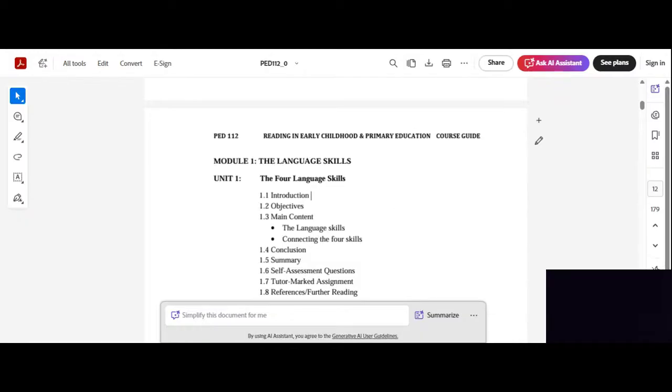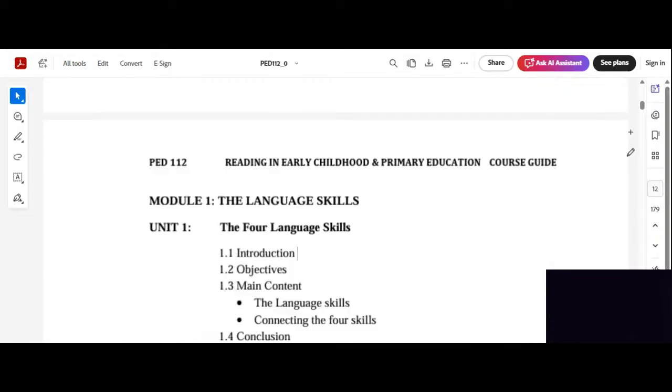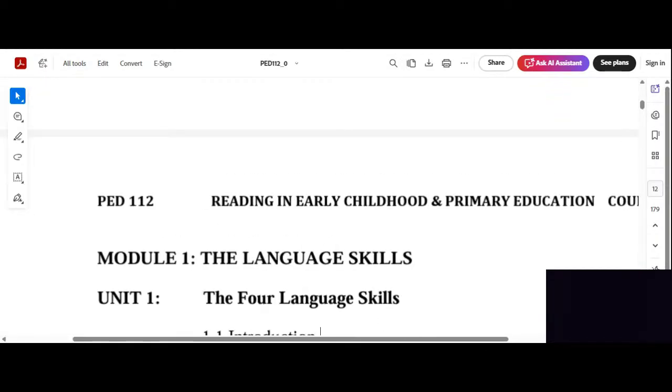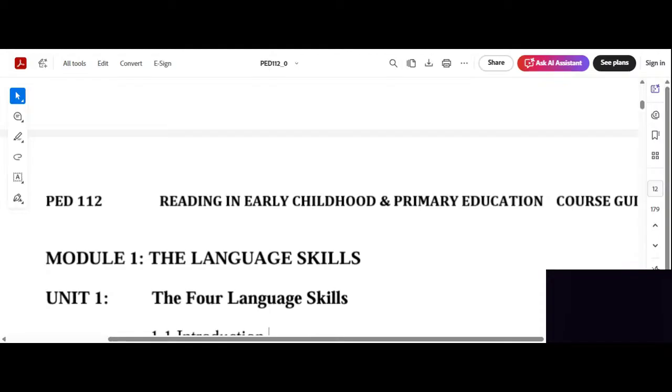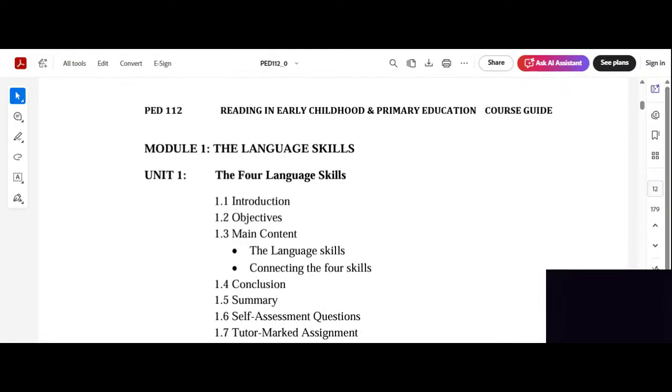Reading in early childhood and primary education. I want to believe that this is the first time we're having this course. We have not done anything on it, but I stand to be corrected. In case we have done something on it before, let me know. But based on what I'm saying, this is the first class we are holding on this PED 112.